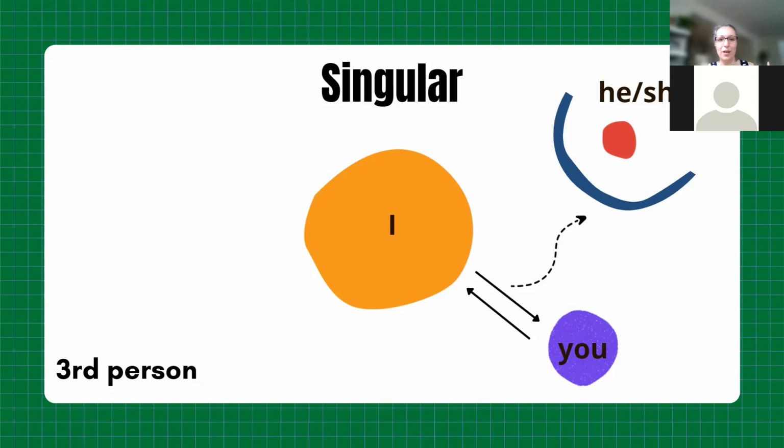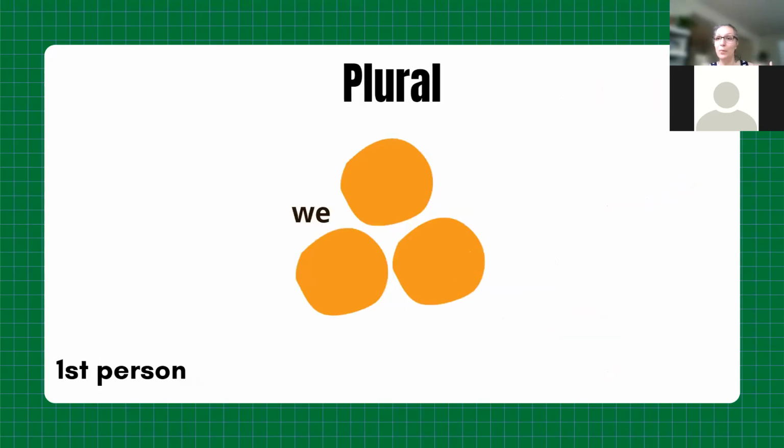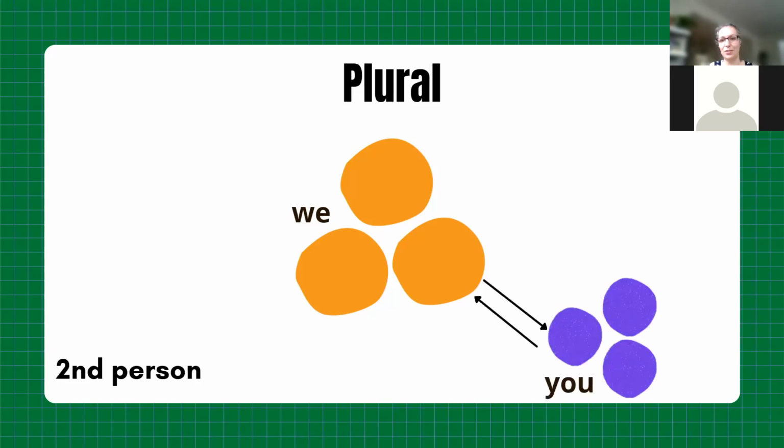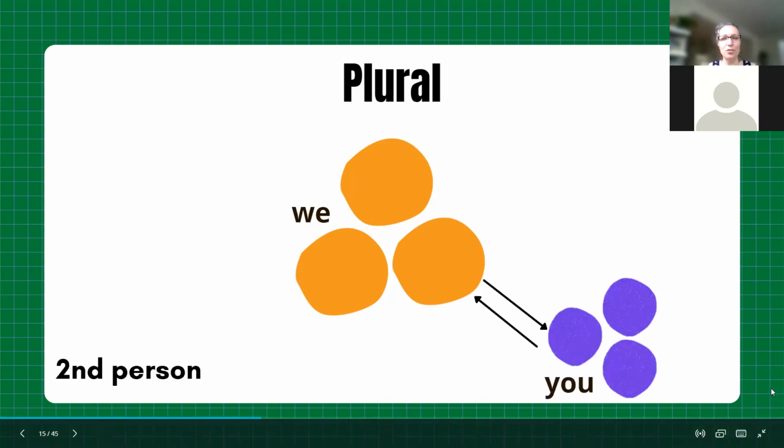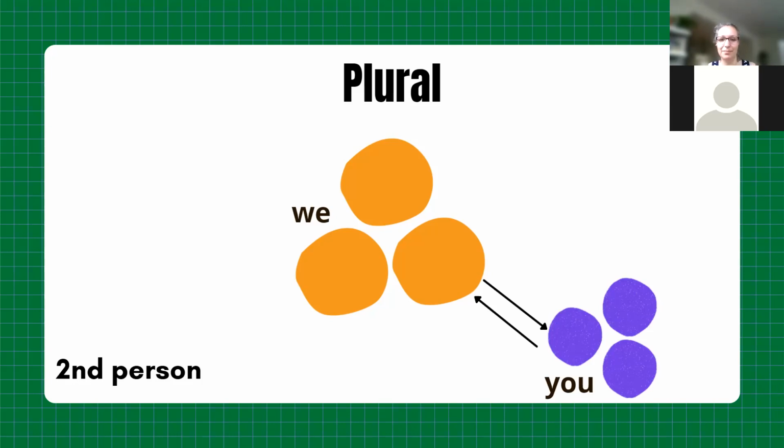Right. So then moving on to plural, here is multiple I's. It wasn't enough that there was one I where the world revolved around them. Now we've got multiple I's, and we call those we. So that's we. And again, the world revolves around we. And we're having a conversation with you, but a bunch of yous, not just one. We can have a conversation with just one you, that's fine. In English, second person plural and singular are the same form. In many languages, they differ.